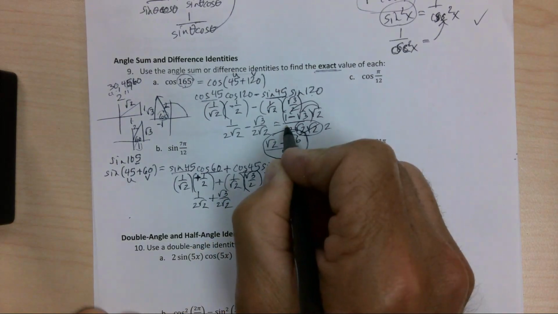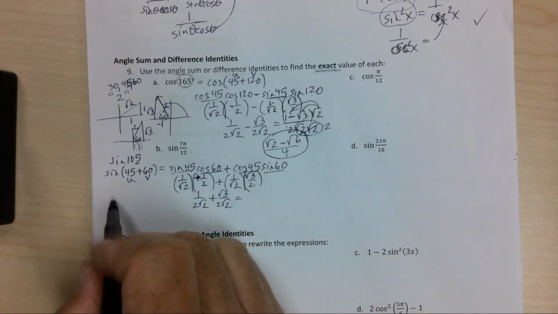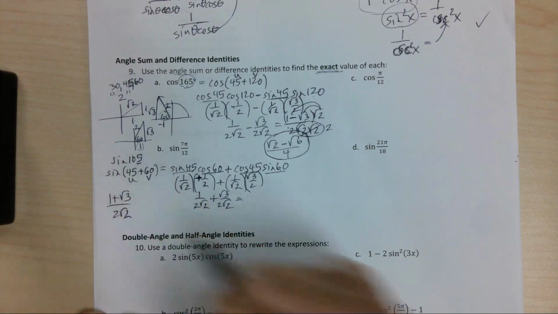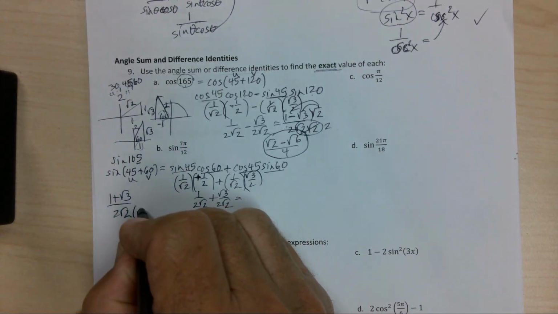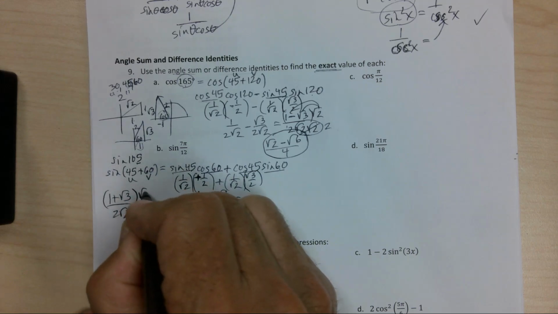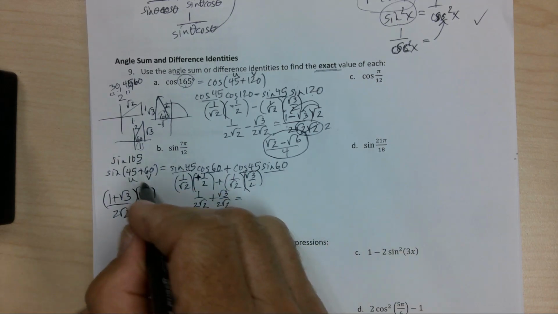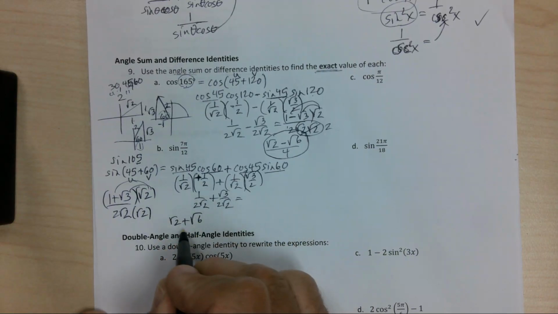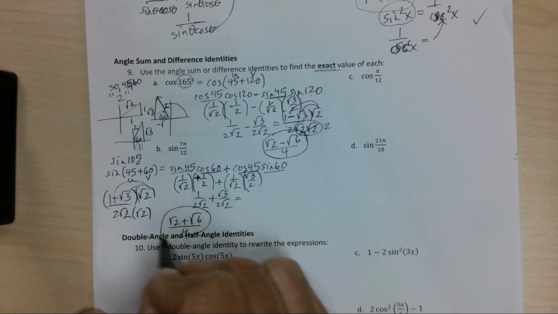It's looking a lot like this. So I'm going to put over here 1 plus the square root of 3 all over 2 square root of 2. We've got to get that square root of 2 out of the bottom. So we've got to multiply bottom and top by the square root of 2. Distribute, distribute. Square root of 2 plus the square root of 6 all over 4. There it is.